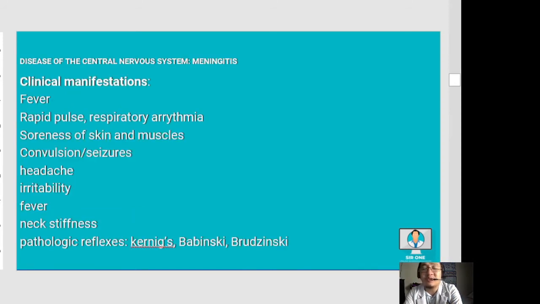Clinical manifestations in general can include fever, tachycardia, respiratory arrhythmia, soreness of skin and muscles, convulsions or seizures, headache, irritability, fever again, neck stiffness or nuchal rigidity, and pathologic reflexes: Kernig's, Babinski, and Brudzinski reflex. I think you are familiar with these reflexes from your health assessment subject.